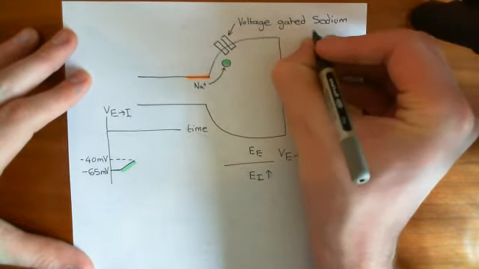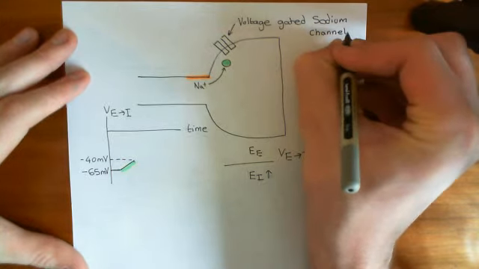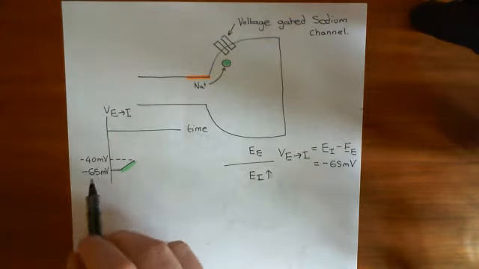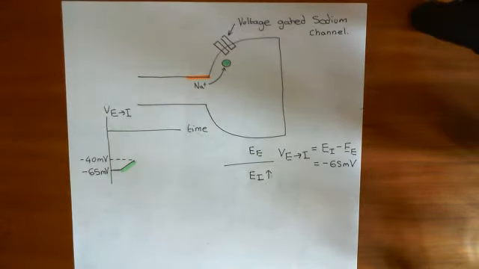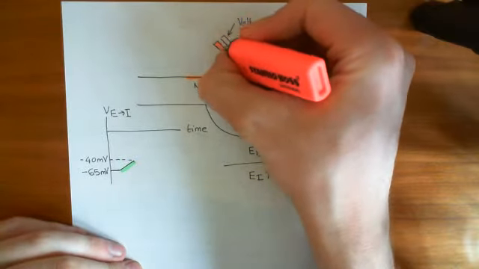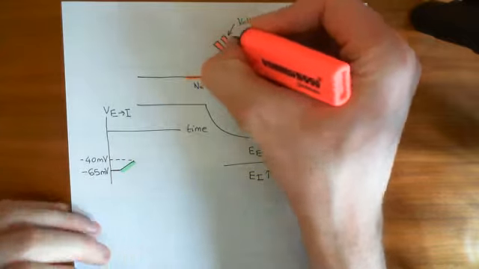Now basically, this is usually closed when the membrane electrical potential difference is negative 65 millivolts. However, if the electrical potential difference across the membrane depolarizes to threshold potential for that voltage-gated sodium channel, which is usually negative 40 millivolts, then this voltage-gated sodium channel, which I'll colour in red, is going to open.